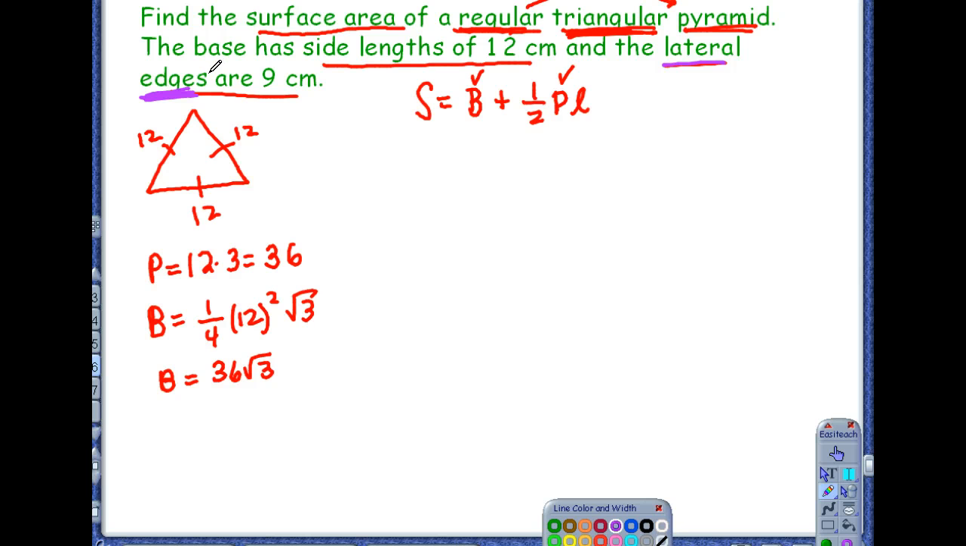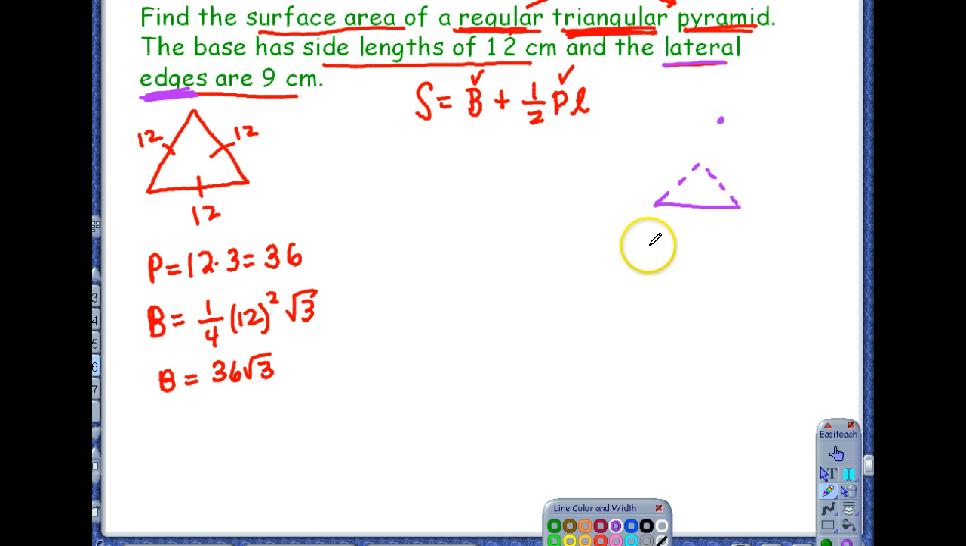Okay. So here's what I want you to think about. I'm going to feed off what Ms. Hokerby says. If you see lateral edges, these are essentially the edges or the sides of your lateral faces. Now, if you think about it in a pyramid, this is not exactly going to be the best visual, so bear with me.